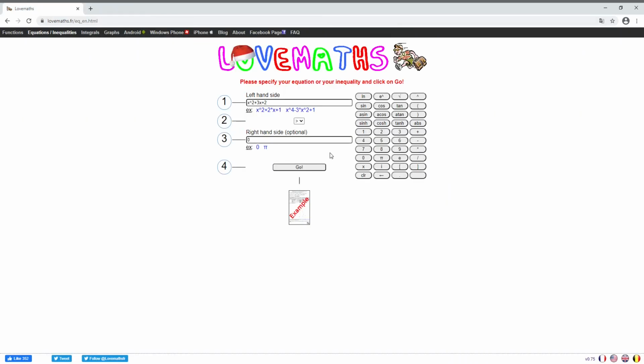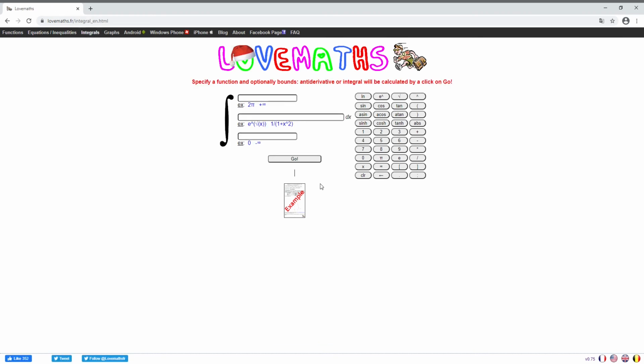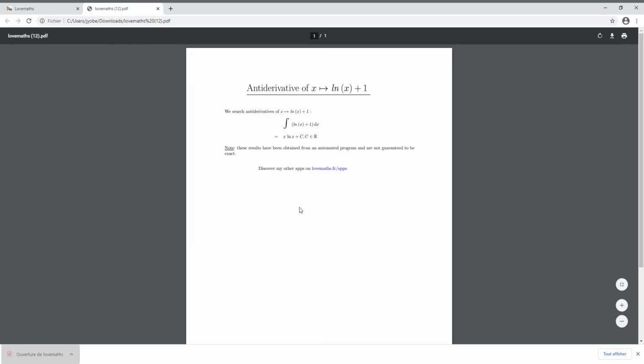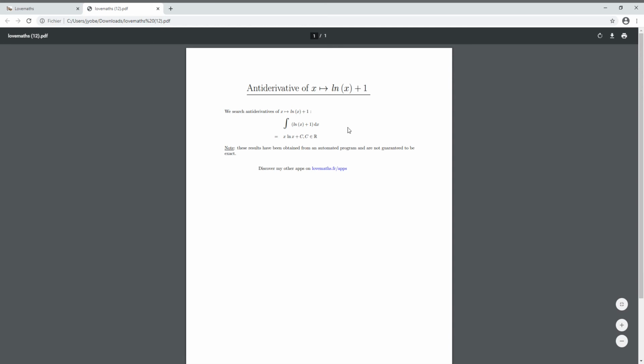So LoveMath has also the possibility to calculate integrals and to search antiderivative. So let's first start with an example of antiderivative, and here we can take again our favorite function, which is ln x plus 1, or log x plus 1. After I click on Go, a PDF file is generated. In this PDF file, we can see that we asked for the antiderivative of log x plus 1, and the antiderivative is x log x plus c, c being a real constant.